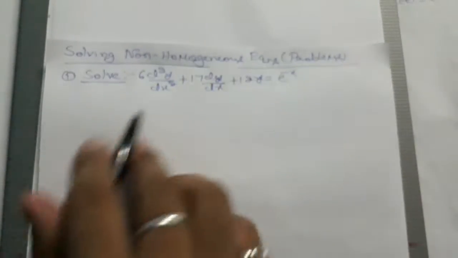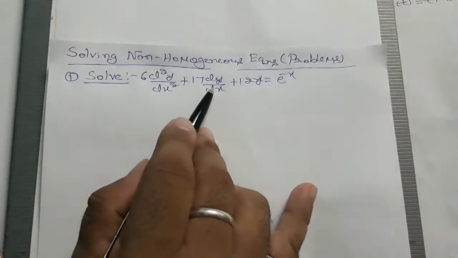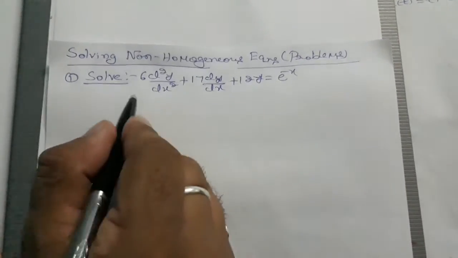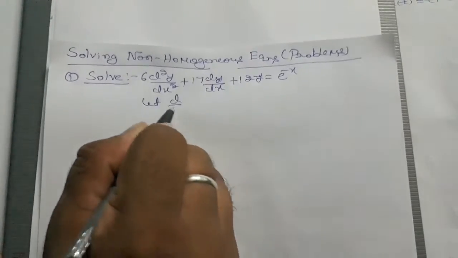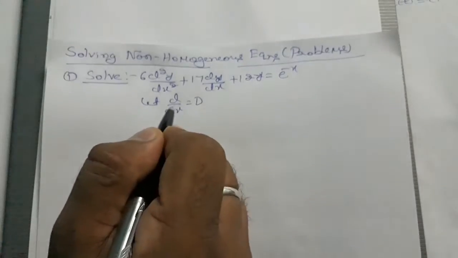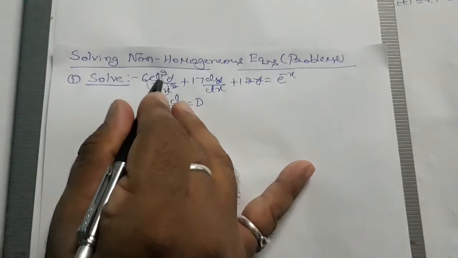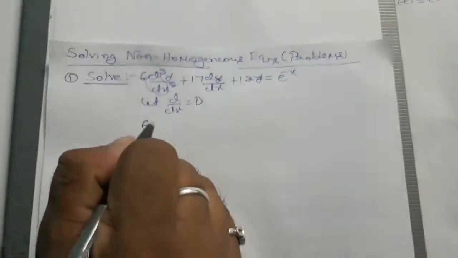Solving non-homogeneous equations. So 6 d square y by dx square plus 17 dy by dx plus 12y is equal to e to the power of minus x. Let us take d by dx equal to capital D in this problem. So in the place of d by dx you have to put capital D.